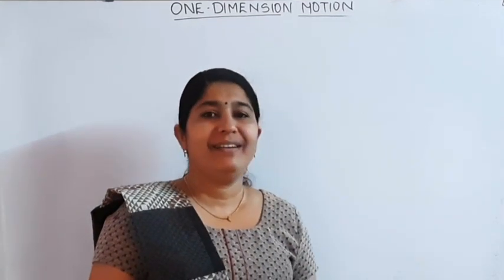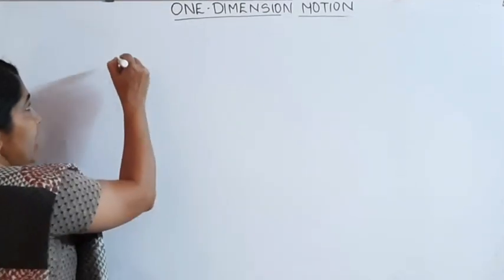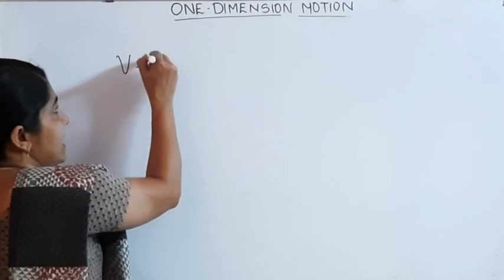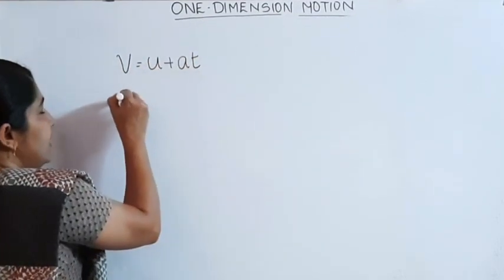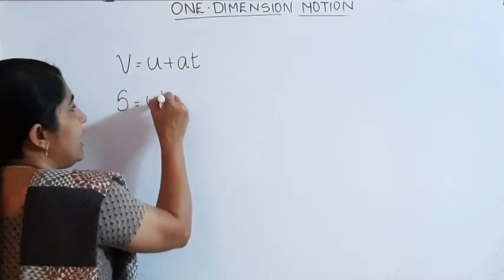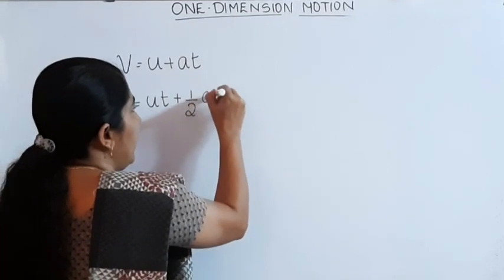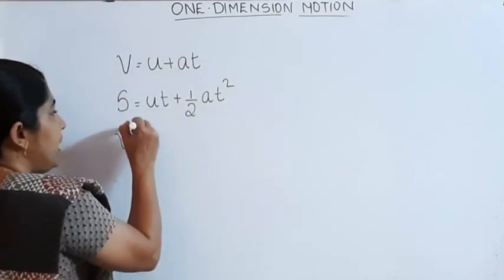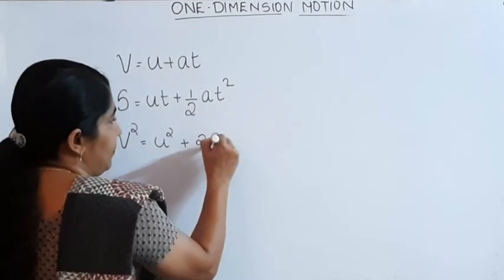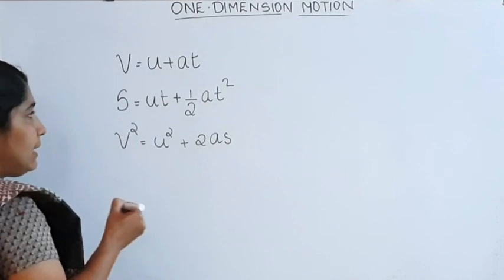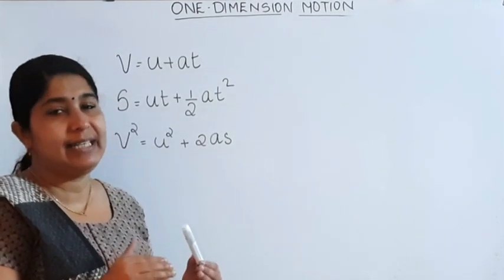We all know, what are the equations of motion? The equations of motion are V is equal to U plus AT, S is equal to UT plus half AT square, and V square equal to U square plus 2AS. These are the equations of motion for a uniformly accelerated body.